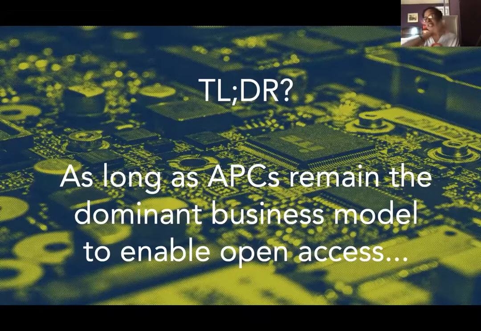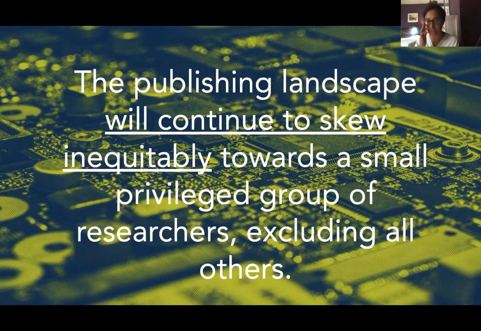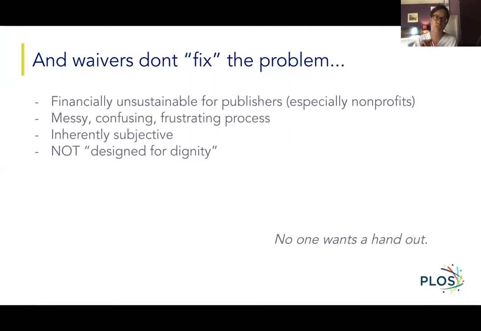So if you had to distill all of that down into one or two key takeaways about APCs, the main one from the PLOS perspective we'd want to note is that as long as APCs remain the dominant open access business model, scholarly publishing, particularly in the biomedical space, will continue to be inequitable. And for PLOS, as progenitors of this model, that's not okay with us. And we're actually trying to spend a lot of time thinking through what are other models that don't rely on APCs and don't rely on waivers, what are other models that we can pursue to make publishing more equitable?